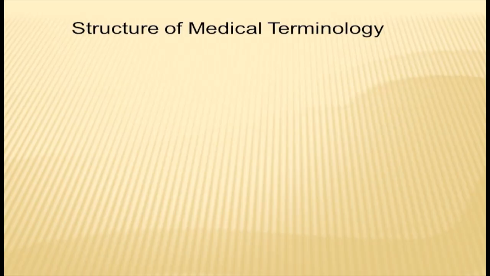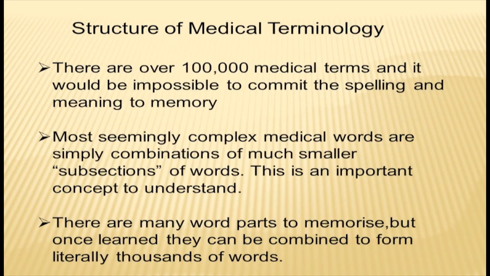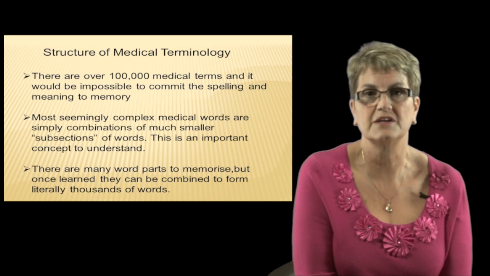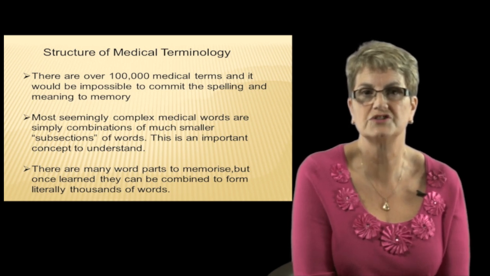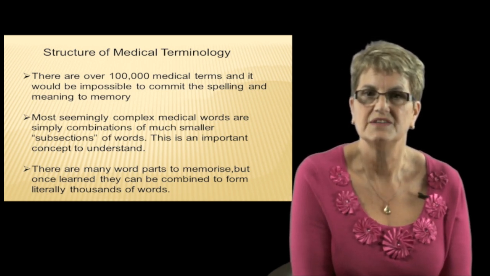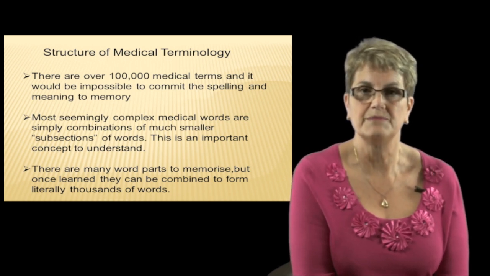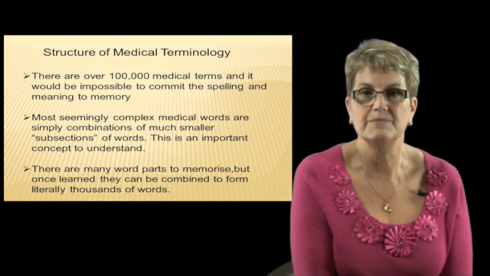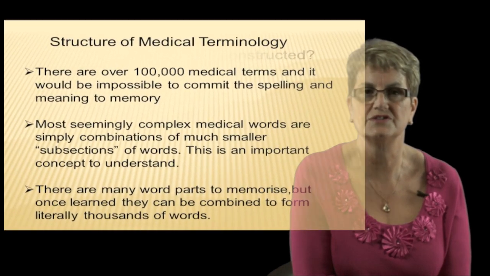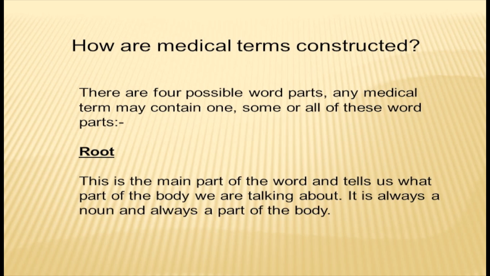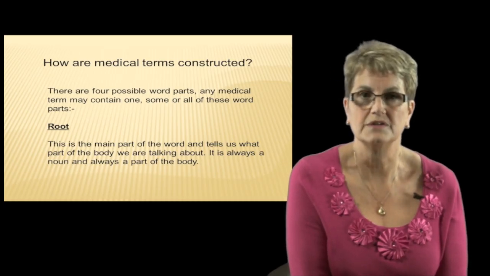There are over 100,000 medical terms, and it would be impossible to commit the spelling and meaning to memory. But most seemingly complex medical words are simply combinations of much smaller subsections of words. This is an important concept to understand. There are many word parts to memorise, but once learned, they can be combined to form literally thousands of words. There are 4 possible word parts. Any medical term may contain one, some, or all of these word parts.